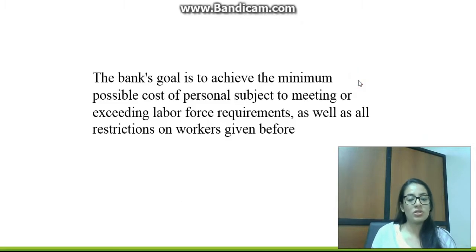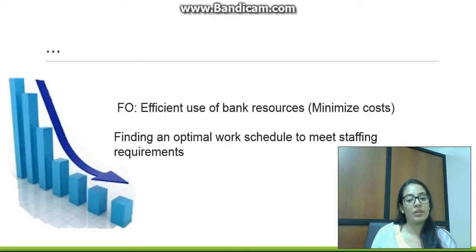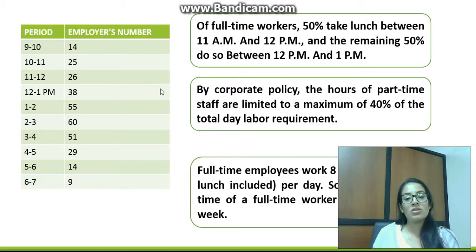This is the continuation, and the bank goal is to achieve the minimum possible cost of persons subject to meeting the staffing requirements, as well as all restrictions given before. The objective function is efficient use of the varied resource that minimizes costs, finding out the optimal work schedule to meet staffing requirements. This part is the period and employee numbers that the exercise mentions.